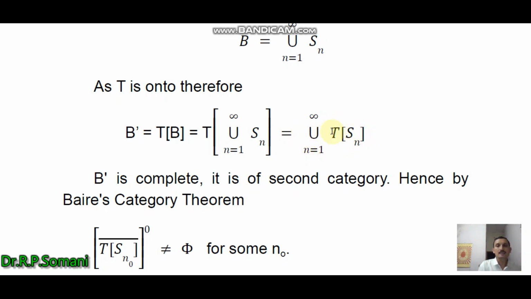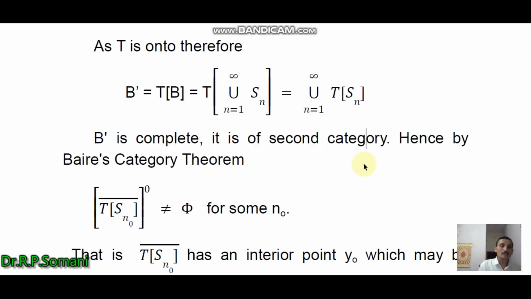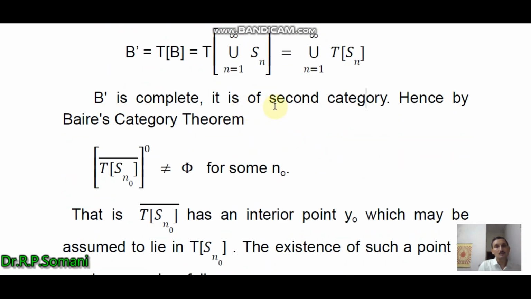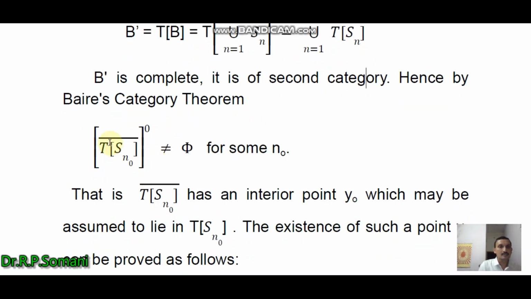As T is a continuous linear transformation, we can take this union outside the bracket. As B' is complete and of the second category, by the Baire category theorem there exists at least one set TS_n which is dense. So we have that the closure of TS_n has a non-empty interior for some n0. This is by the Baire category theorem property.